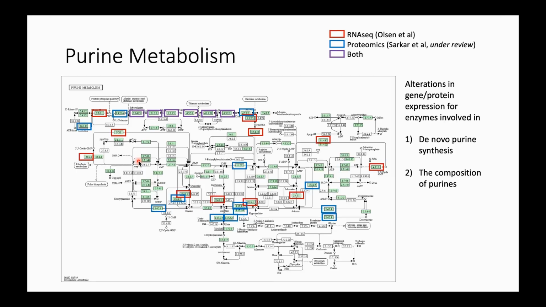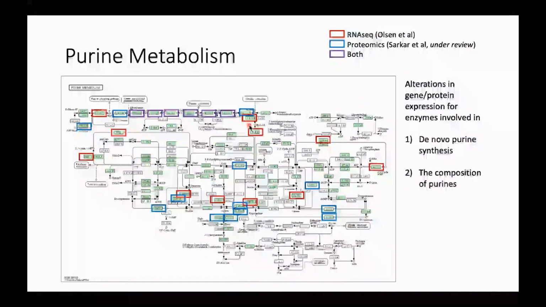Returning to the big scary diagram, we have reasons to believe in our fly model of Parkinson's that purine metabolism may be altered. So based on my own RNA-seq data that I presented to you at the beginning, as well as proteomics data from a postdoc in the lab, Suvar Sarkar, this is currently under review for publication, many genes involved in purine metabolism have altered expression in the fly alpha-synuclein model. And these genes fall into sort of two categories. First, at the top, there are genes that are involved in de novo purine synthesis, so the genes that code for enzymes that make purines.